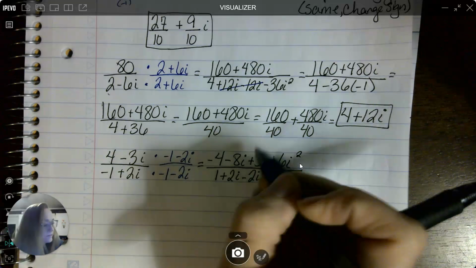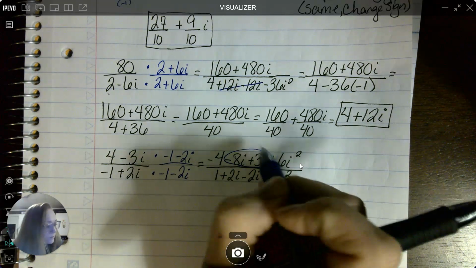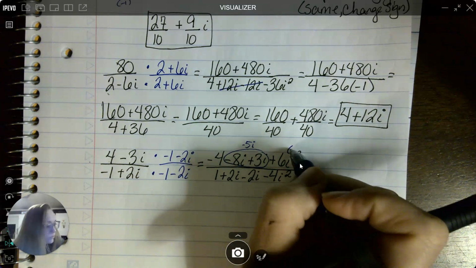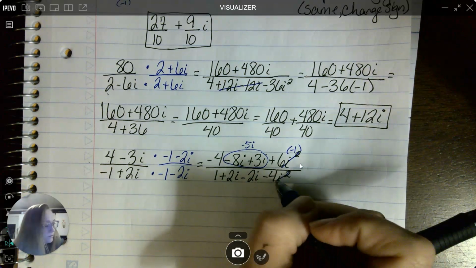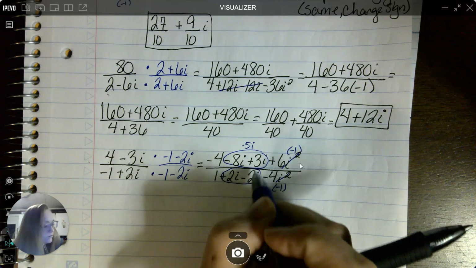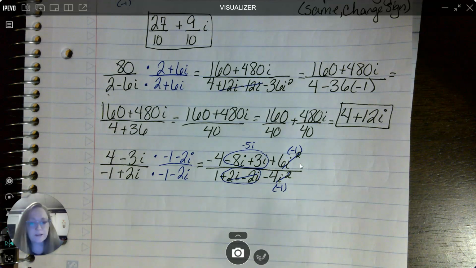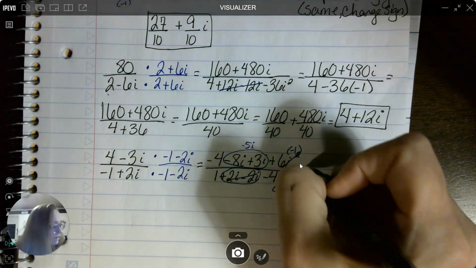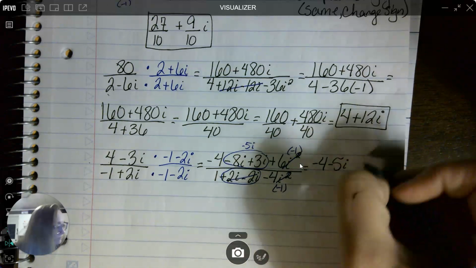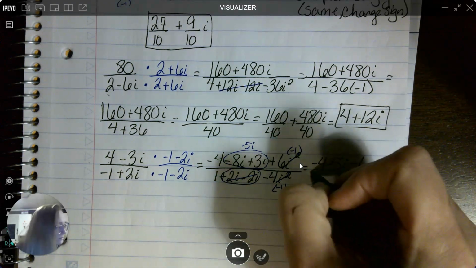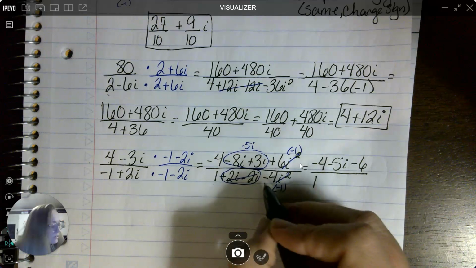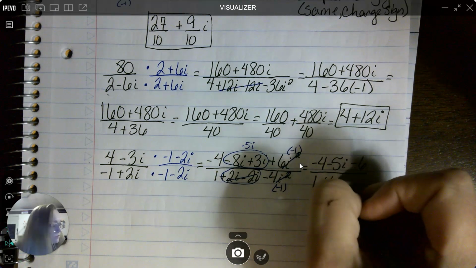Okay, we can clean this up right here. We can combine like terms, so I'm going to get a -5i here. I'm going to multiply that by -1. This i squared becomes a -1. And when I combine down here, those actually cancel out. So what am I left with on top? I have -4 minus 5i. 6 times -1 is -6. And then on the bottom, I have 1. My i's canceled. -4 times -1 is a +4.